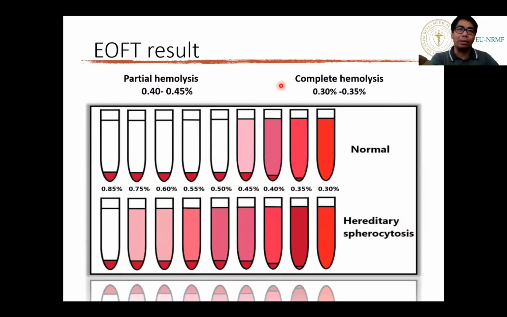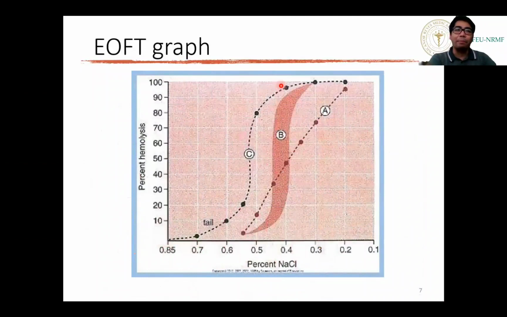So spherocytes are seen in the peripheral blood. So pag nakakita ka ng spherocytes, so pwede mo sabihin na baka may hereditary spherocytosis, or if you want to really confirm, you can use the EOFT studies din. No? So EOFT, kaya lang medyo masalimuot ang pag-prepare ng EOFT test.